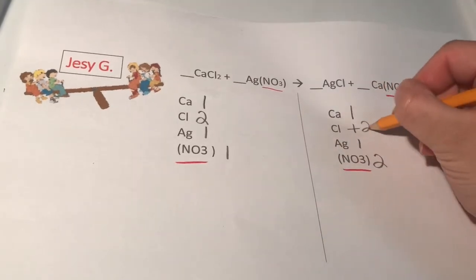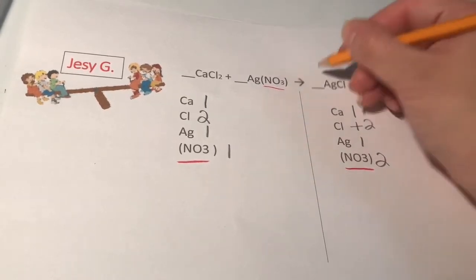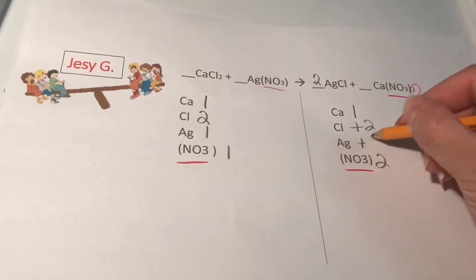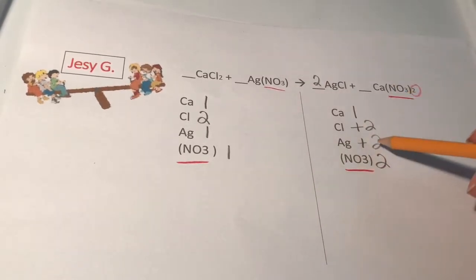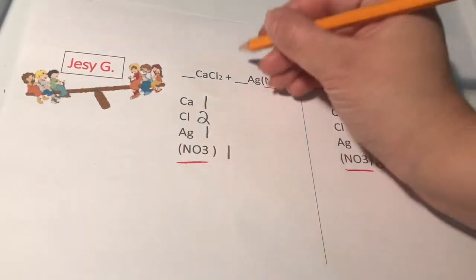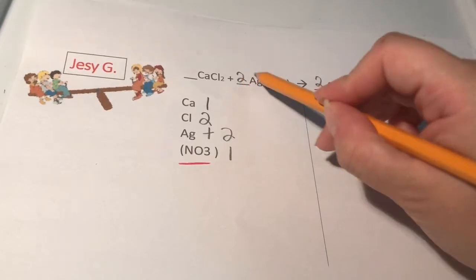Calcium and calcium is balanced. We need 2 chlorines to make this balance. We'll put a 2 here. Chlorine is balanced, but now we have 2 silver in this side, which means we have to put a 2 in the other side to make it balanced. So go ahead and put a 2 here. So 2 silvers in both sides.